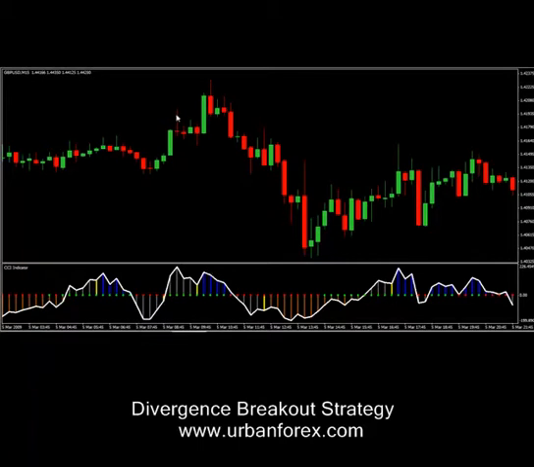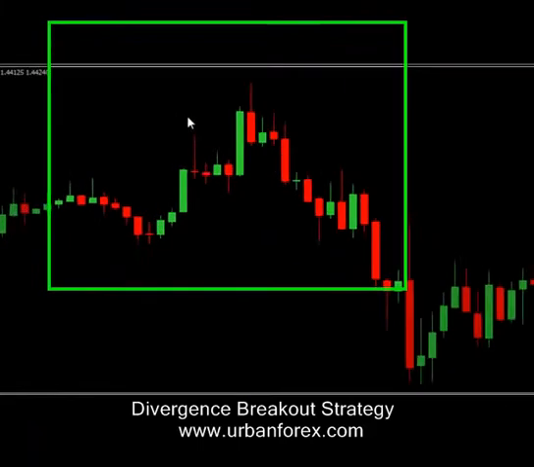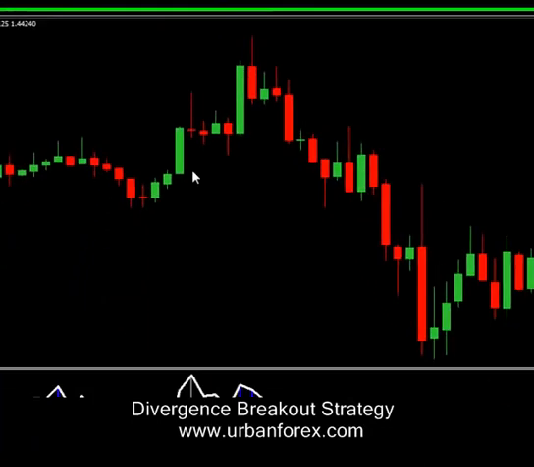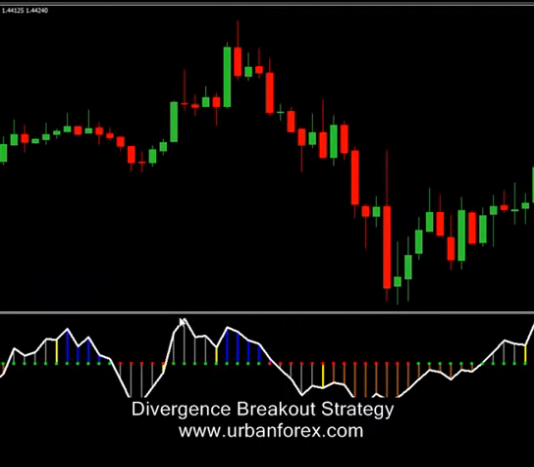Now, let's see here. Here's an example of a divergence. We have a high here, and then we have a higher high here. But on our CCI, we have a high here and then a lower high. So you can see that right there is a divergence. The market is saying something different from what the indicator is saying, and that is a sign of a reversal.